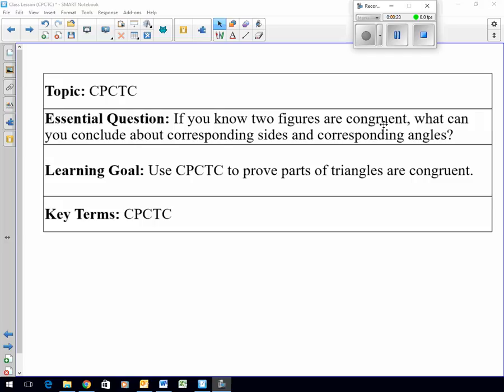One more time. Corresponding parts of congruent triangles are congruent. Jen, do it this time. Here we go. So if you know two figures are congruent, what can you conclude about corresponding sides and corresponding angles? So we're gonna use CPCTC to prove triangles are congruent.